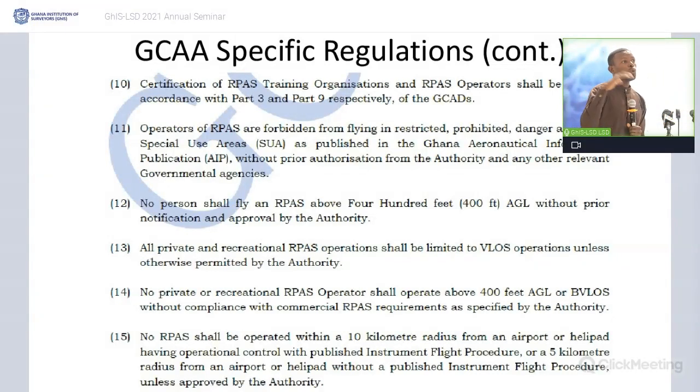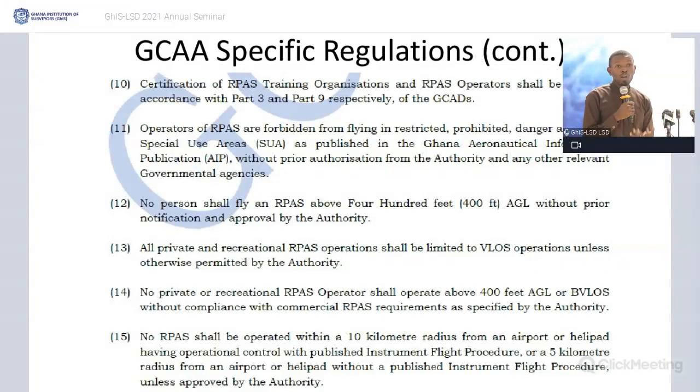So, for example, if you want to fly within this 5 to 10 kilometers, you can write and justify. Maybe there's a project that you need to fly. So since they control the airspace, they can give you a slot. So maybe within 10:30 to 10:45, there will be no plane in the air. So once you are able to justify that you need to fly within the security zone, they can give you a slot to fly. And also that a private and recreational drone should always be in your line of sight.